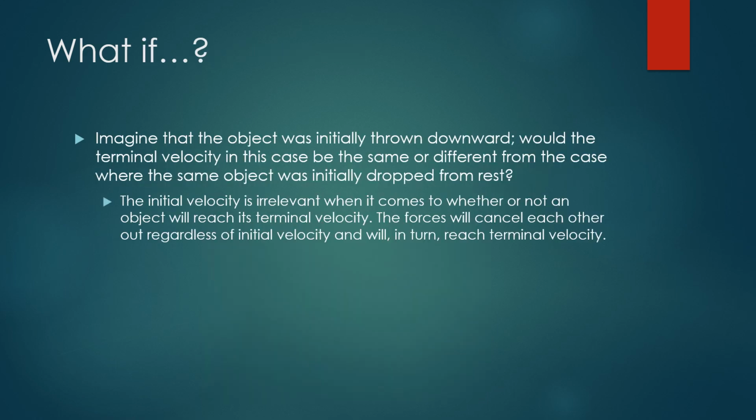Here is the what if question. Imagine that the object was initially thrown downward. Would the terminal velocity in this case be the same or different from the case where the same object was initially dropped from rest? The initial velocity is irrelevant when it comes to whether or not an object will reach its terminal velocity. The forces acting on the object will cancel each other out regardless of initial velocity and will in turn reach terminal velocity.